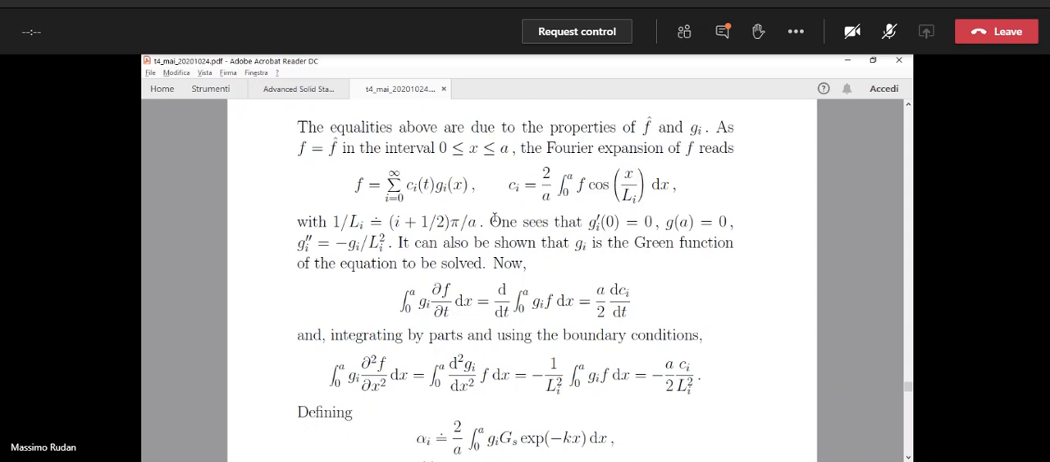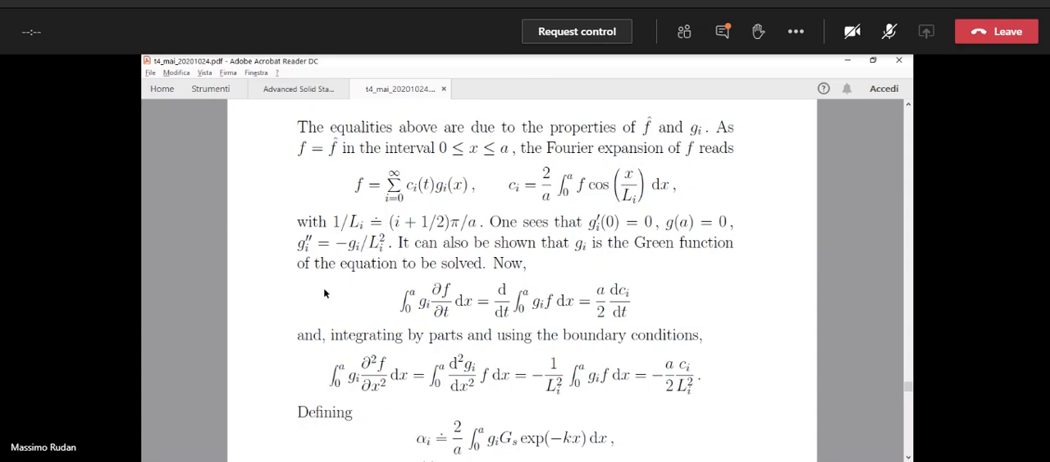And we see immediately that g prime is the cosine, essentially, okay? So g prime at 0 is 0, g at a is 0, and g second, the second derivative of g, of course, is minus g_i over L_i squared, okay?